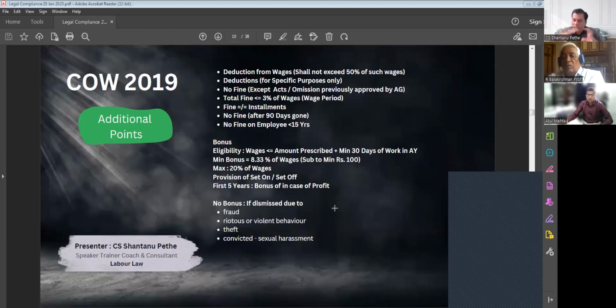Now, bonus itself is a very complicated topic. Calculation of bonus is very complicated, I can say, and it will require a full session. So you just have to remember a few things: eligibility. A person who wants to claim the bonus should have worked a minimum of 30 days in an accounting year. So these are the few important points I'm covering here. We can definitely go into detail later on. Provision of set on and set off is a very important concept. Everybody should be aware of it if they are into it.